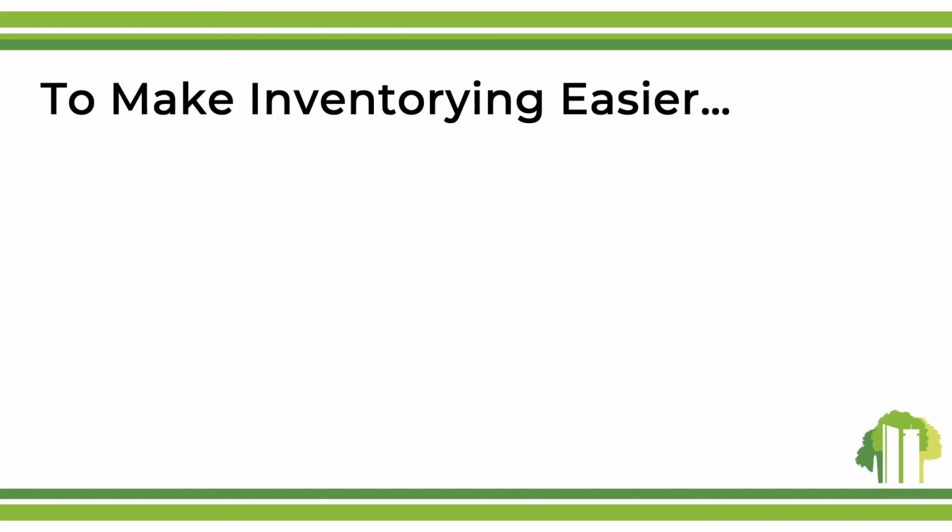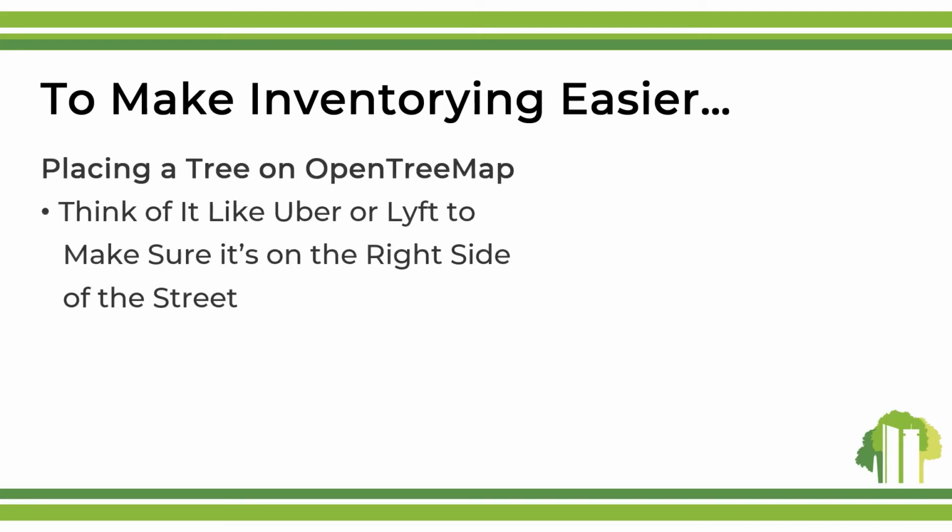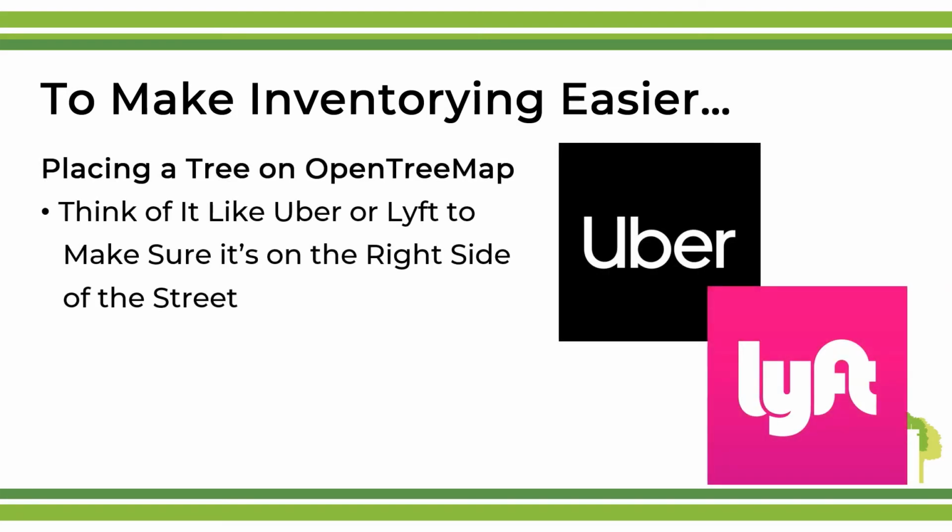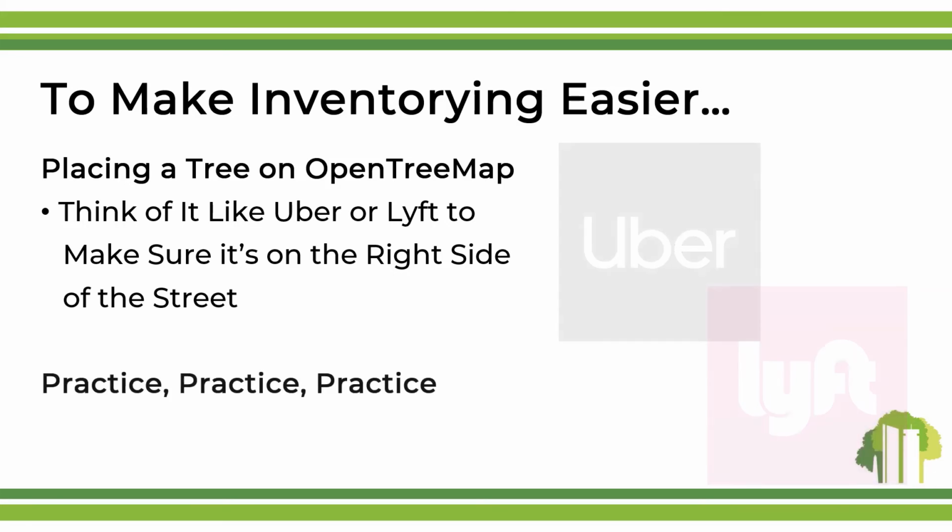If you are confused about placing the tree marker on the map, think of it like placing a pickup spot for a ride-sharing service like Uber or Lyft. Like those two apps, you will want to place the marker on the right side of the street so that your driver can pick you up. If you place your pickup spot on the wrong side of the street, you will confuse the driver. If you place the tree on the wrong side, the data we collect will be confusing. Practicing and inventorying more trees will help you become more efficient at inventorying and completing blocks. As you do it, you will begin to find your own tips and tricks that will help you work with ease.